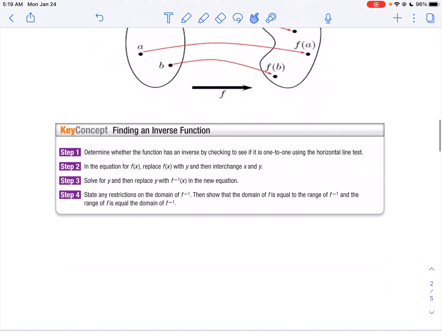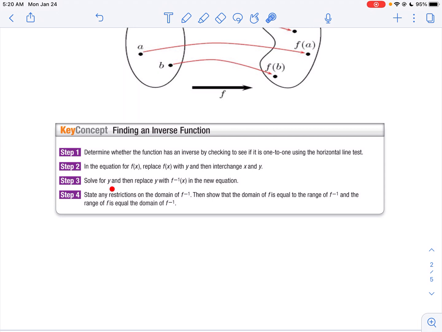Now, the steps to finding the inverse of a function. First off, we're going to graph it to see if it exists. If it exists, then we're going to go on to the other steps. Instead of writing f of x, we're going to write y, just to make life easier. Then we're going to flip the x and y's around, because that's where we're going to find the inverse.